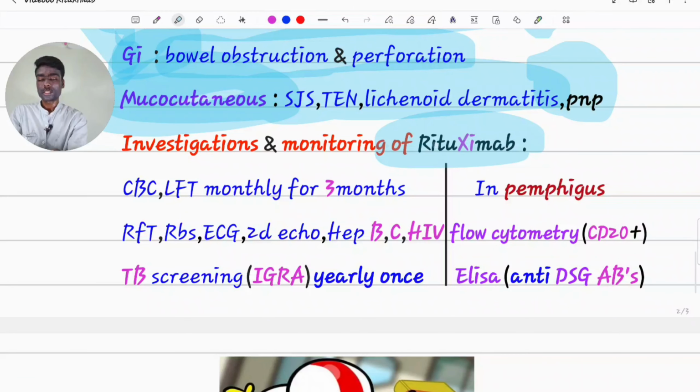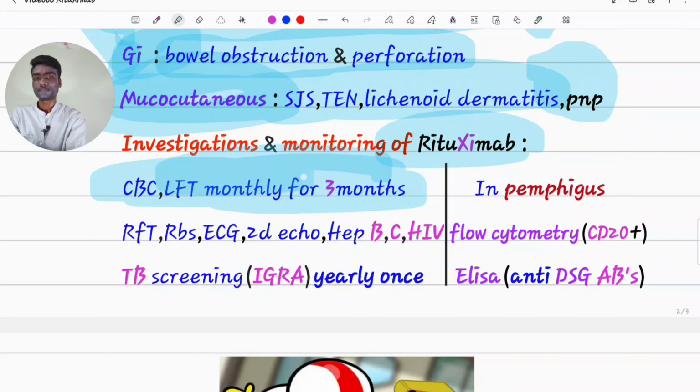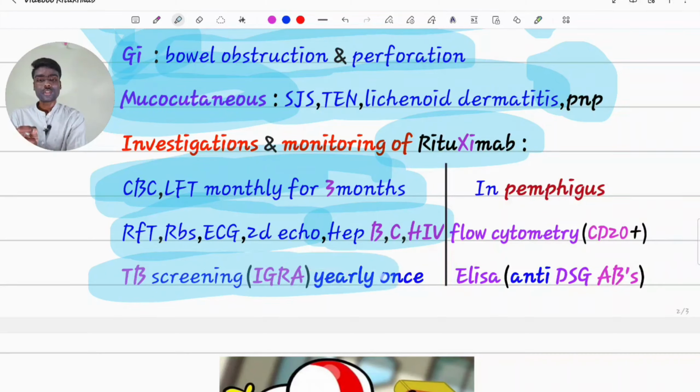Investigations and monitoring of rituximab. CBC, LFT monthly for 3 months. RFT, RBS, ECG, 2D echo. Before infusing, we have to check how the heart is functioning. Hepatitis B, C, HIV screening. TB screening, mainly every year we have to do with IGRA, interferon gamma release assay.